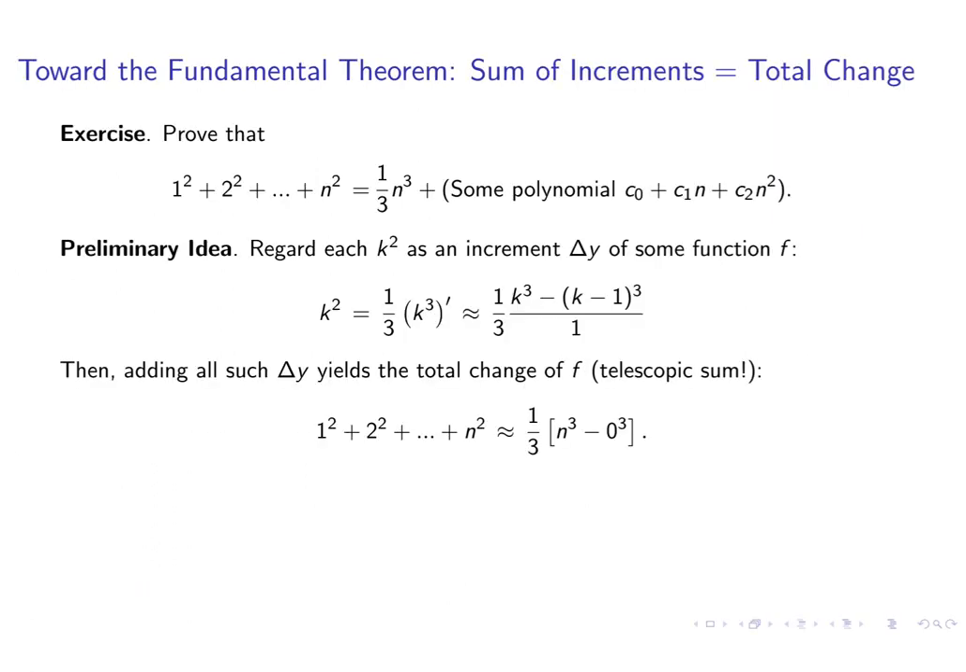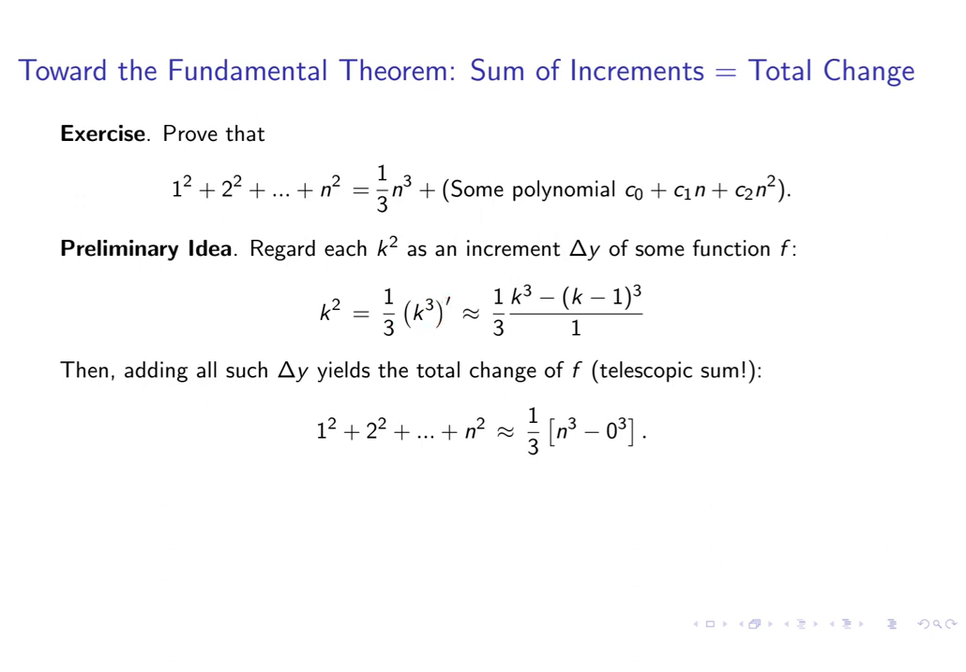Finally, let's revisit the formula for the sum of squares, 1 square plus 2 square plus so on plus n square. How to derive a formula for such a sum? One preliminary idea: let's regard each term in the sum. So each term has the form k square. So we regard it as a y increment of some function f. We know from calculus that x square is the derivative of 1/3 x cubed. So we think about k square as the derivative with respect to k of k cubed over 3.